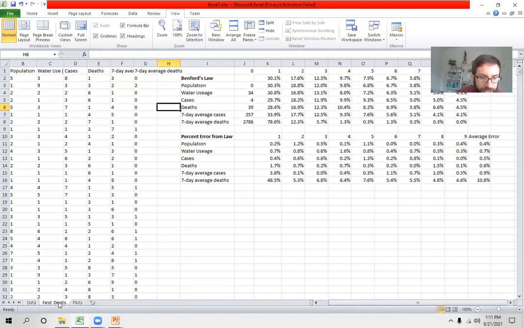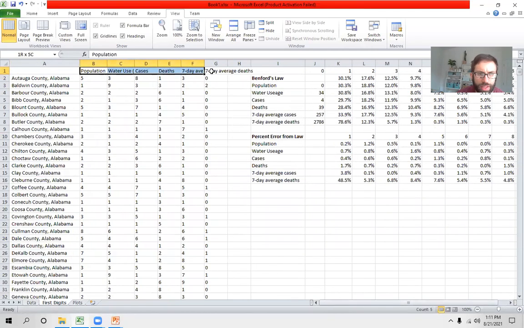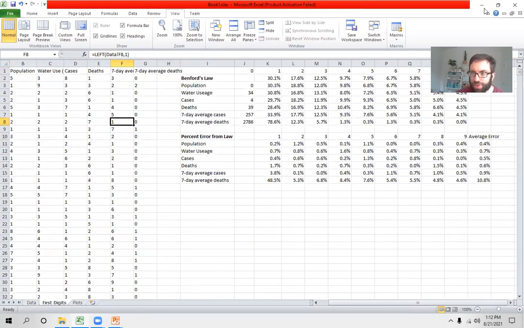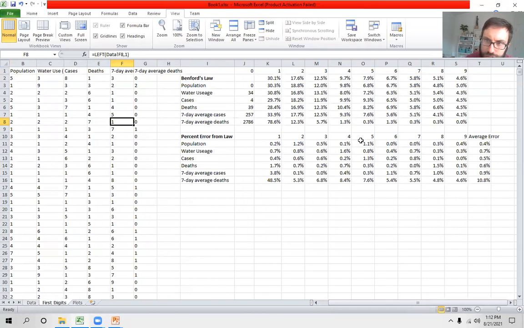Then from that, I go to this next data sheet called first digits, and I use the same formula he used, equals LEFT, and took the data and the first digit. So it's taking the leftmost digit of each number for those different attributes and for all the counties. And then I calculated what the distributions are of those different digits.